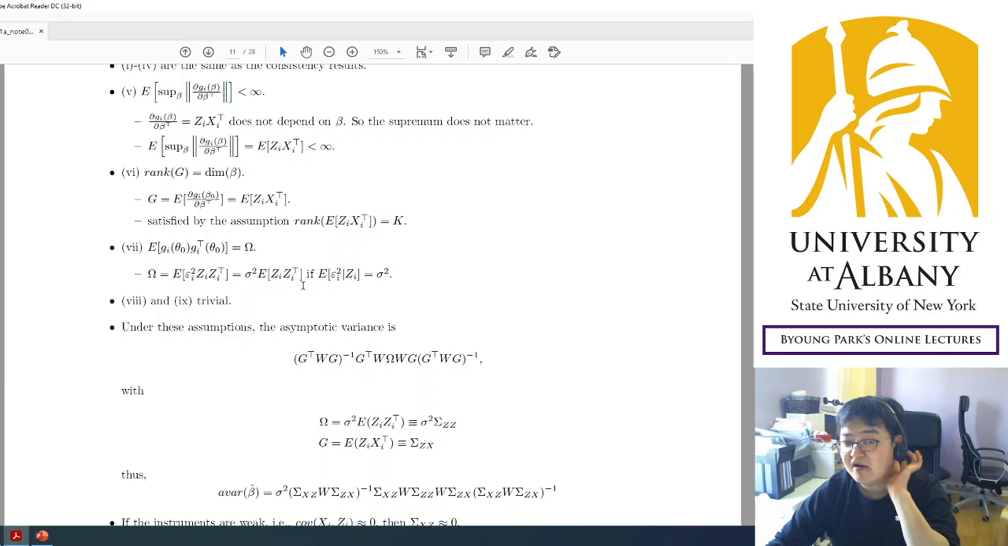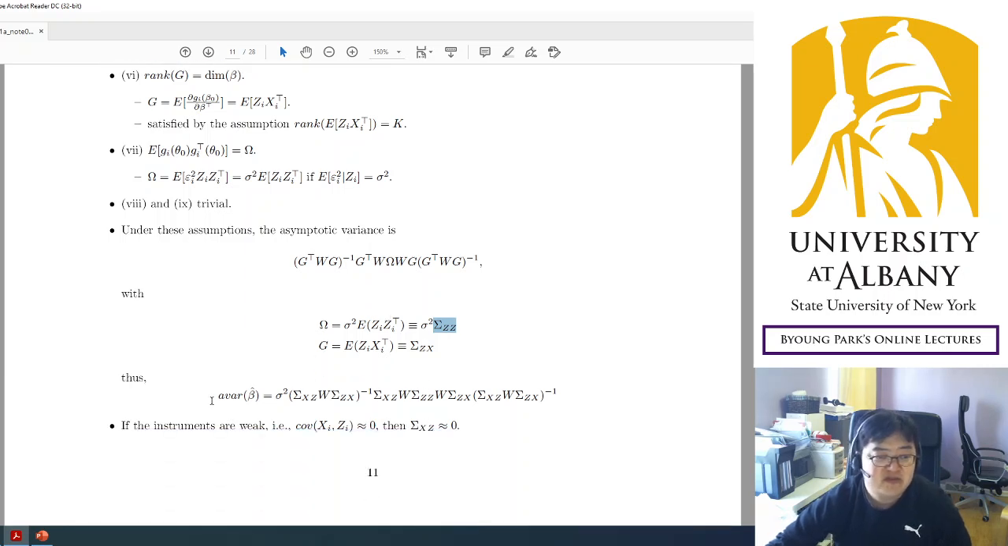Just plug in the G, W, G, omega, and remember, G was given by this and omega was given by this. If epsilon is homoscedastic, omega can be simplified to this. Expectation ZZ prime is written as sigma ZZ, and expectation ZX prime is written as sigma ZX. Then the asymptotic variance is written this way.